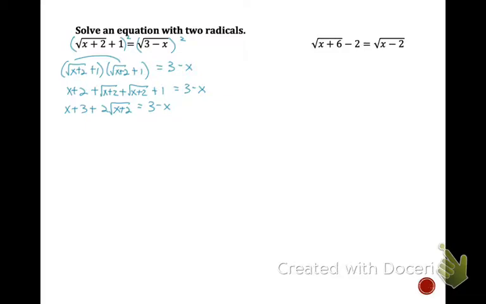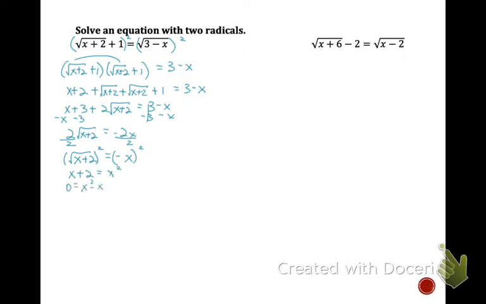Now I can isolate this second radical expression. So I'm going to subtract my x and my 3 and get 2 square roots of x plus 2 equals negative 2x. Now I'll keep isolating by dividing by 2. So whatever the problem does, you first isolate one radical and then isolate the other. And since we've isolated the second one, now we can raise both sides to the second power. So x plus 2 equals x squared.